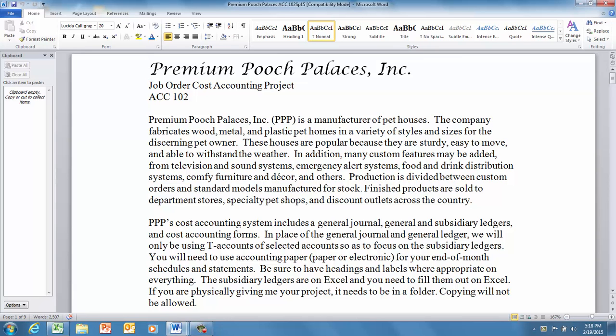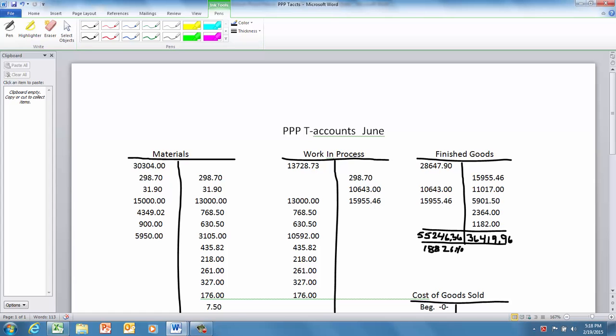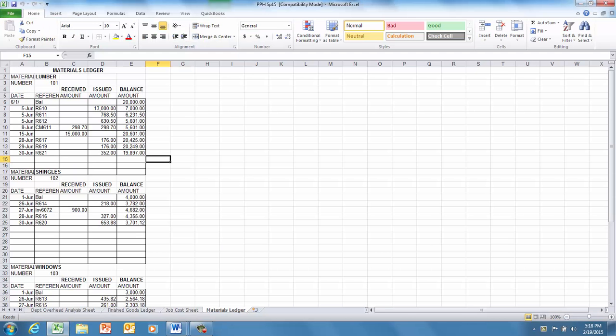Here we're going to take a look at the project for Accounting 102. In shared files, you have three things relating to this project. You have the narrative, which you see here. You have the T accounts, and you have a set of Excel files.